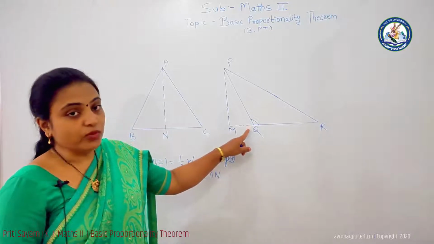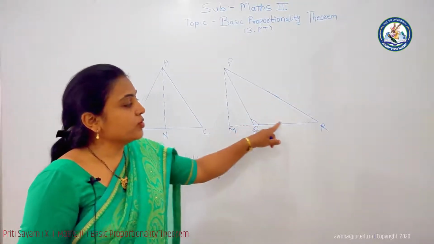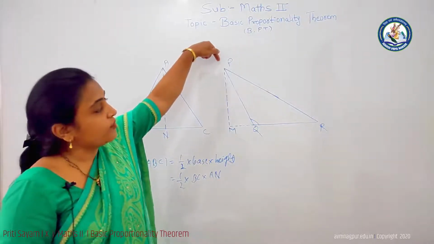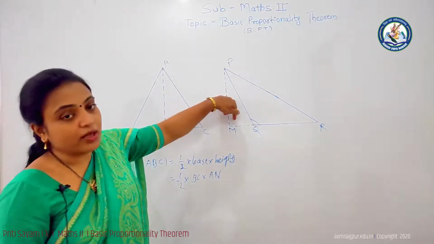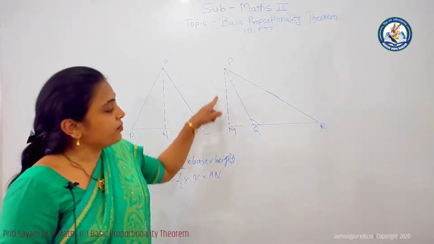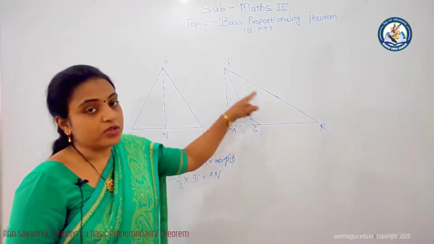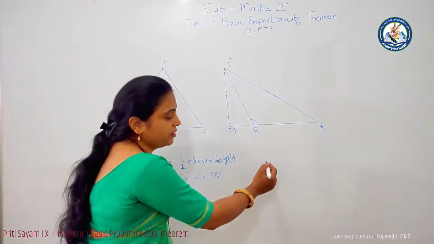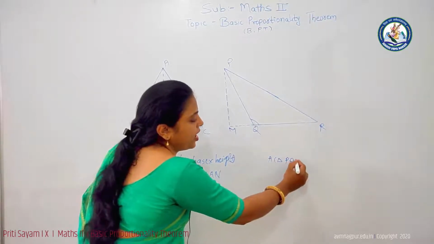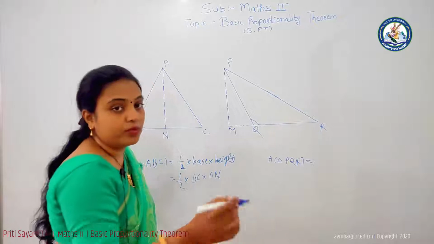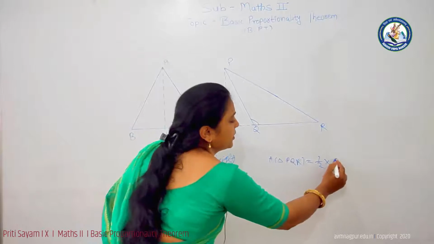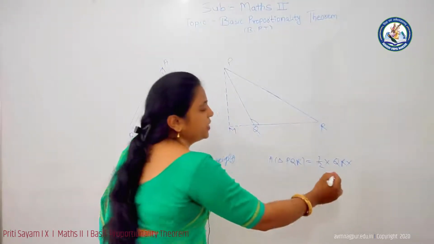From the vertex, this base is QR and the vertex opposite this base QR is P. So from point P we draw a perpendicular line and we extend QR. So this PM is the height of this obtuse angle triangle. So for this triangle, area of triangle PQR is equal to half into base into height. So half into base, base is QR and height is PM.